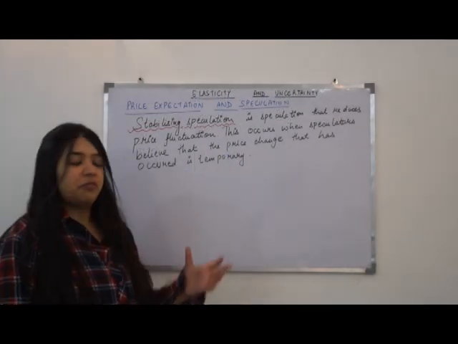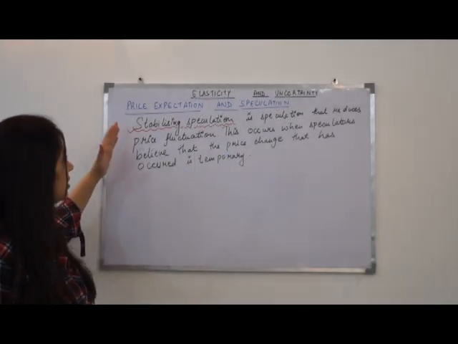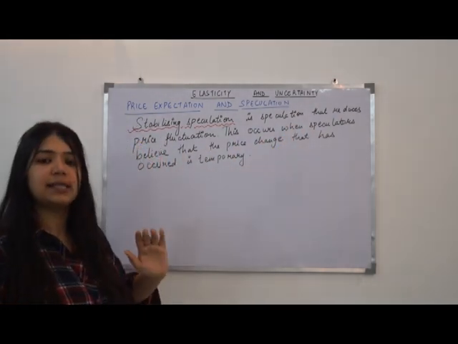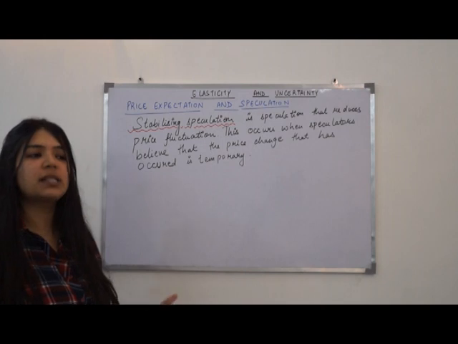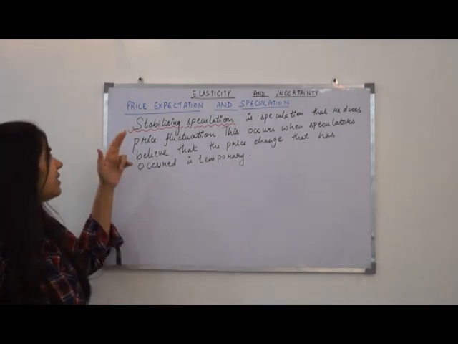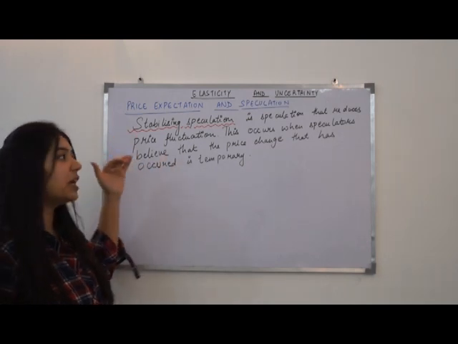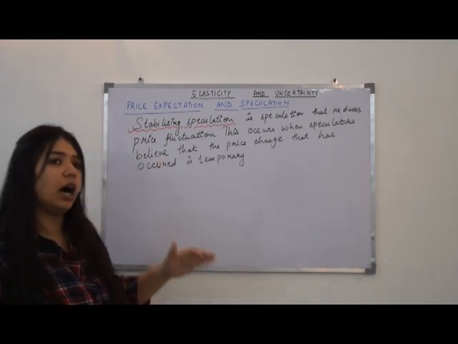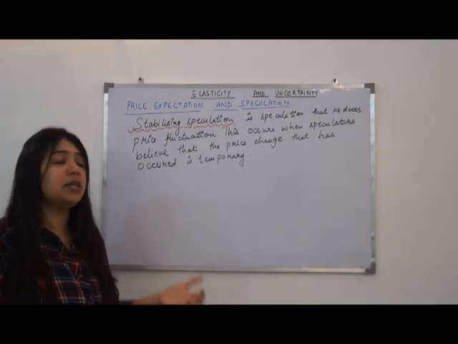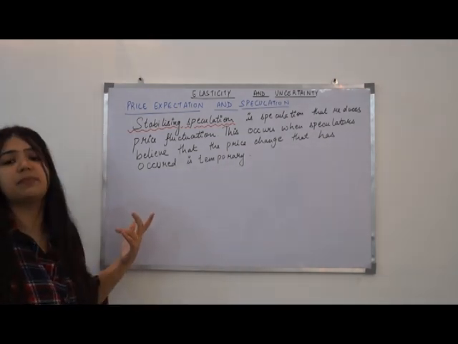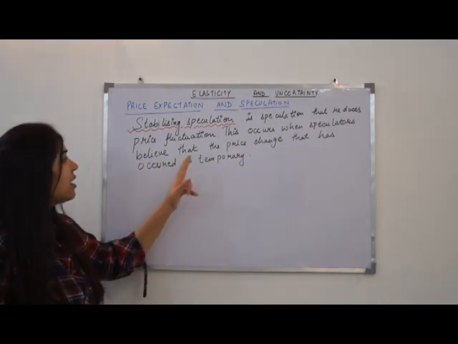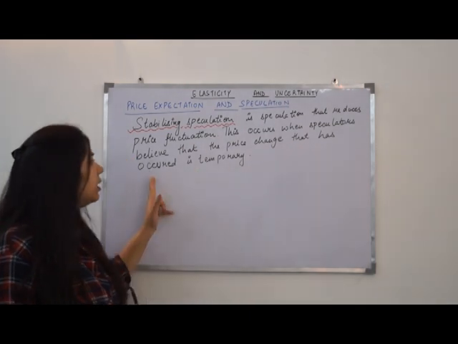So let's look at the definition of stabilizing speculation. It is the speculation that reduces price fluctuations. As I said, that speculation was self-fulfilling. It was increasing price fluctuation. Stabilizing speculation is going to reduce the price fluctuations. There are going to be price fluctuations, but not as much as there would have been in the absence of stabilizing speculation. This occurs when speculators believe that the price change that has occurred is temporary.